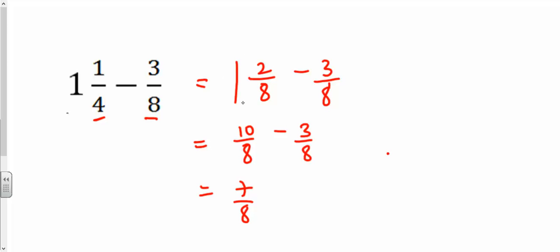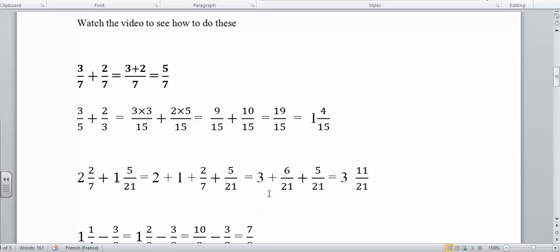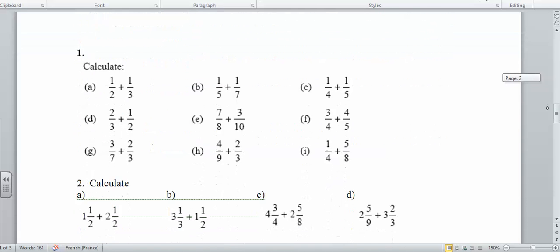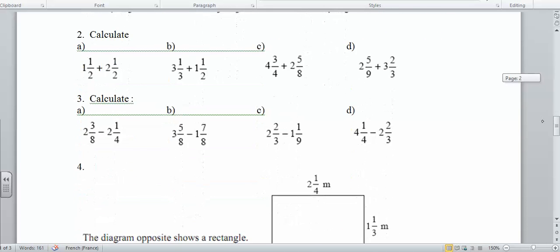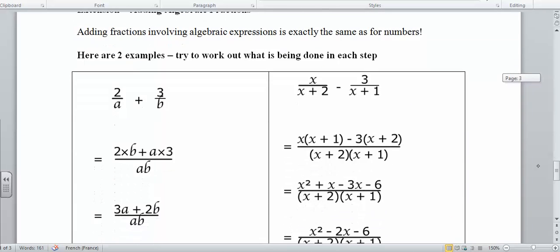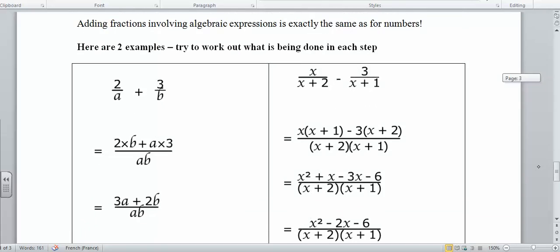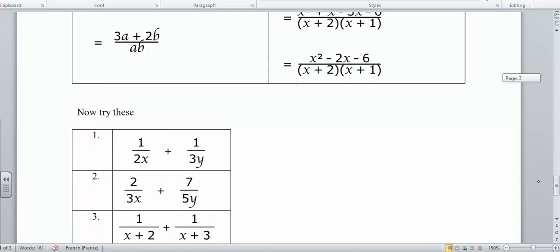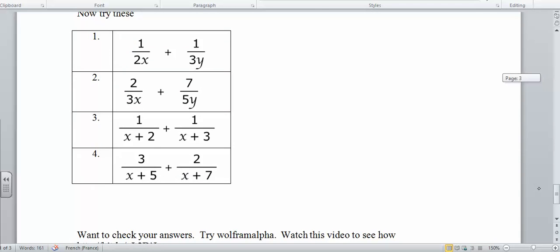Now you might have been able to do that without that conversion, but that's a nice simple way of doing it. Okay, so what I'd like you to do now is go back to the worksheet, and those are the examples I've just gone through there. What I'd like you to do is go through these questions, and if you find those easy enough, you should get on perhaps to the algebraic fractions. A couple of examples for you at the top and some questions there to try. Good luck with that.